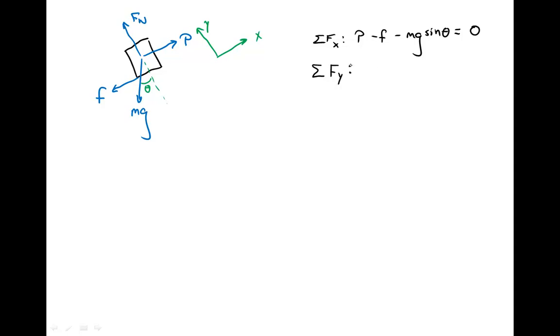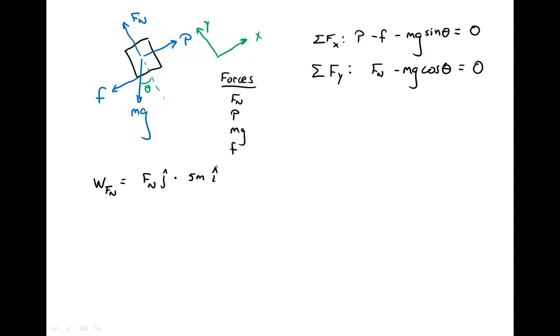The sum of the forces in the y, I have F normal minus mg cosine theta, and that's also equal to zero. So if I list my forces, I have four: the normal force, the pushing force, gravity, and friction. Well, the normal force is going to do a certain amount of work equal to the magnitude of the normal force times j hat dotted with the displacement, which is 5 meters times i hat. Now, I don't know what F normal is. I could calculate it out, but I don't need to because it's not going to do any work. So the work done by the normal force due to the ramp, as opposed to my pushing normal force, the work done by the normal force due to the ramp is equal to zero.